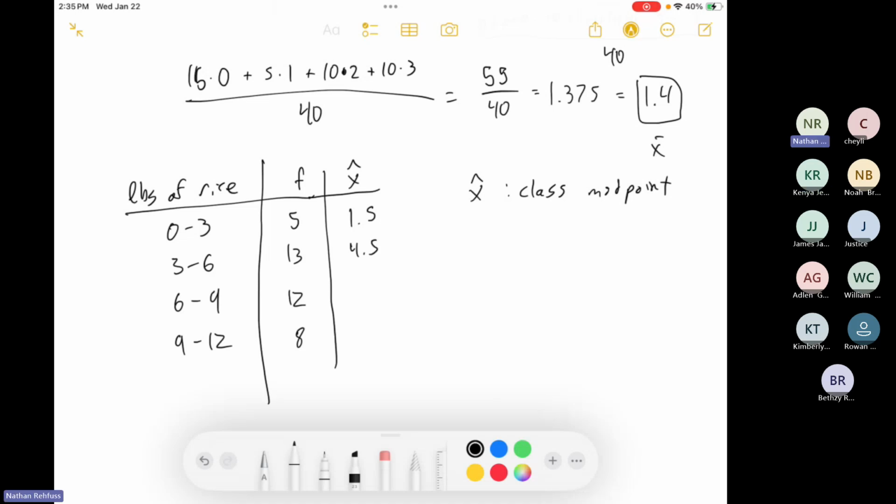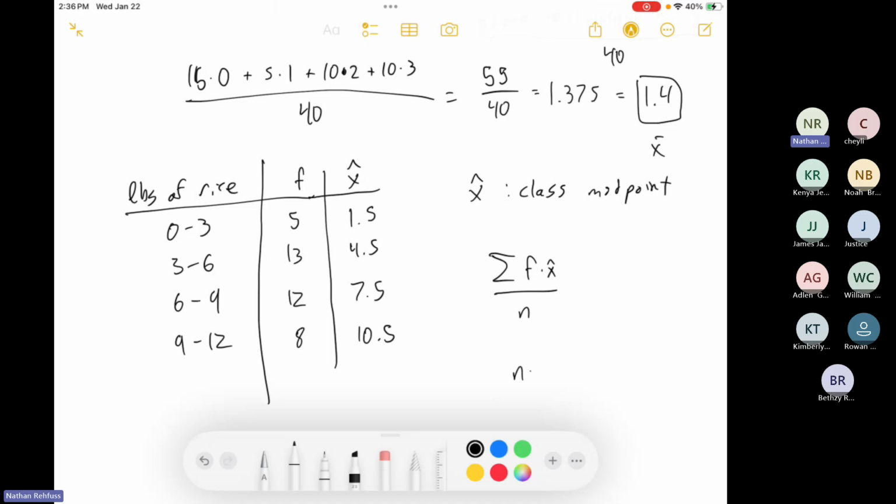So these 13 people, I don't know how much rice they each had individually, but I'm going to add 4.5 pounds for each of those 13 people, because 4.5 is the middle of that class. So between 6 and 9 is 7.5. Between 9 and 12 is 10.5. So each of those 8 people with 9 to 12 pounds of rice, they're going to count for 10.5 in our approximate mean. And then our formula is, x bar is the mean. I want the sum of f x hat, which is the class midpoint, divided by n.